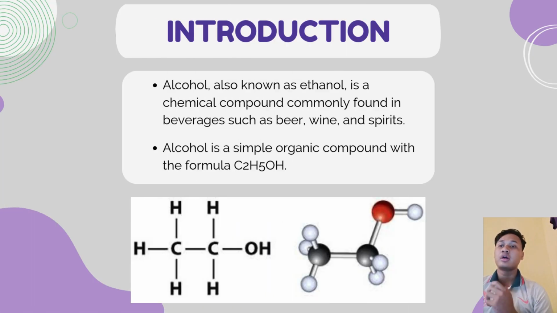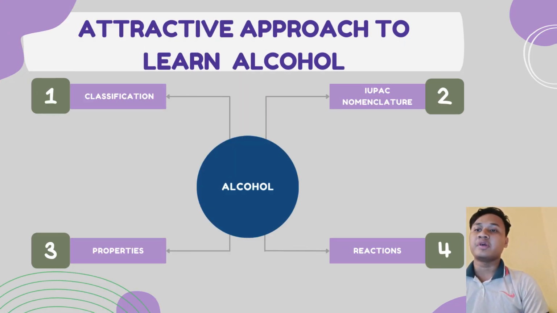Introduction to alcohol. Alcohol, also known as ethanol, is a chemical compound commonly found in beverages such as beer, wine, and spirits. After that, alcohol is a simple organic compound with the formula C2H5OH. There are four attractive approaches to learn alcohol.